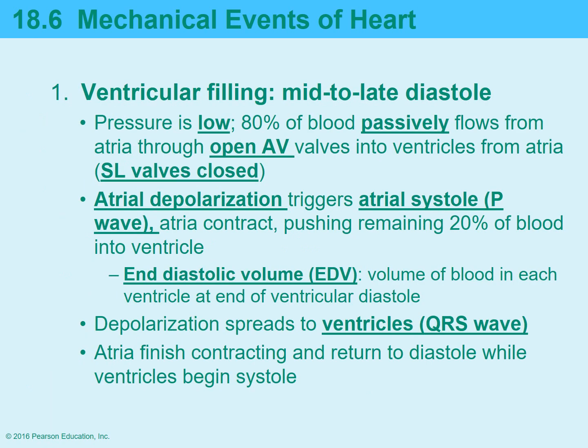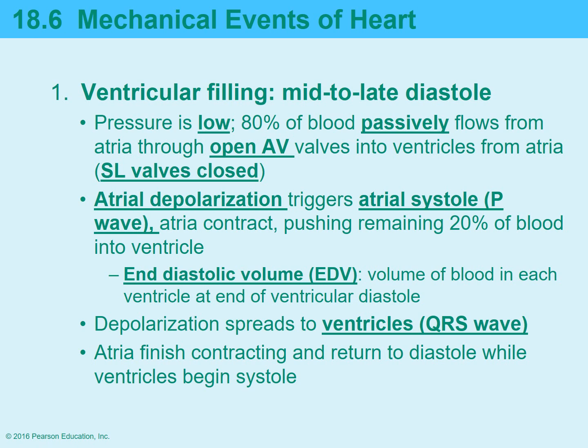3 phases. Well, number 1, ventricular filling. This is the mid to late diastole. The pressure is low. Blood is flowing from the atrium through those AV valves into the ventricles. Your semilunar valves are going to be closed, so the blood as it flows from the atrium down to the ventricles, it's going to remain in the ventricles.